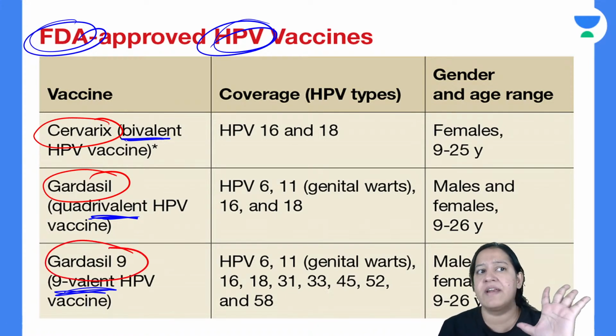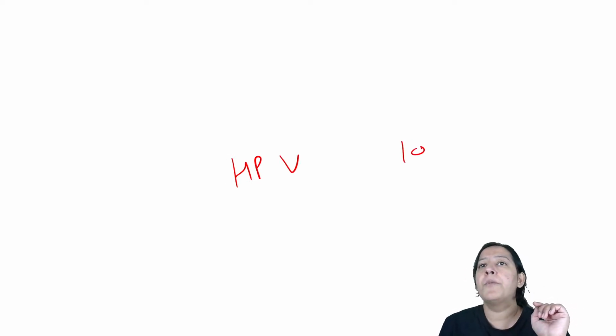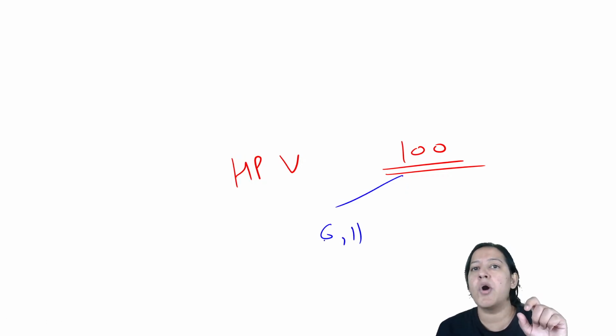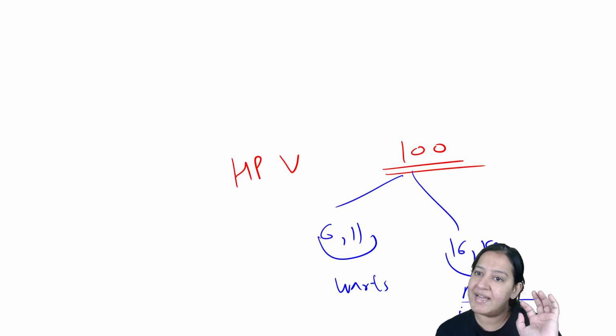Gardasil is quadrivalent. HPV is of more than 100 types. Of these more than 100 types, 6 and 11 cause benign warts, a benign tumor, that is warts. 16 and 18 cause malignant cancers, that is penis cancer in males and cervix cancer in females.